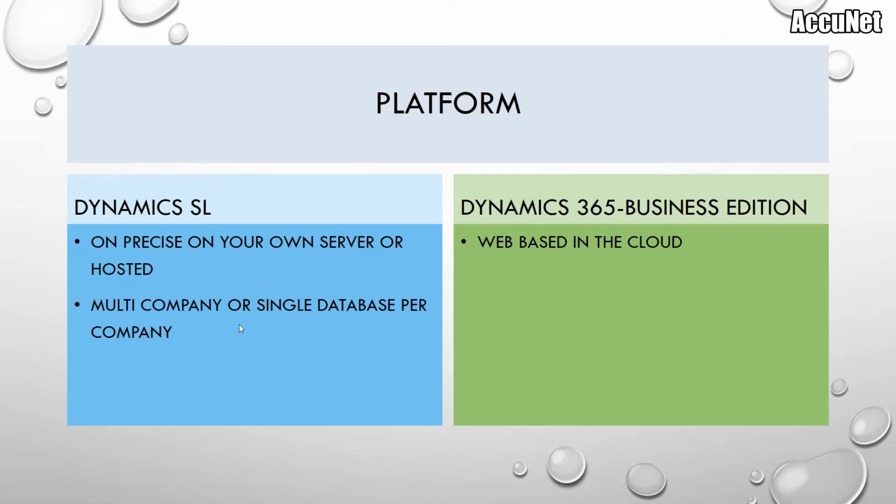In SL, you can have multi-company or a single database per company, and that's usually based on a preference of if you want to have separate chart of accounts or you want to share chart of accounts and vendors and customers. In D365, when you spin up a company and create a new company, you'll have a separate database per company. There is intercompany transactions that you can go between the databases, but they are separate databases.